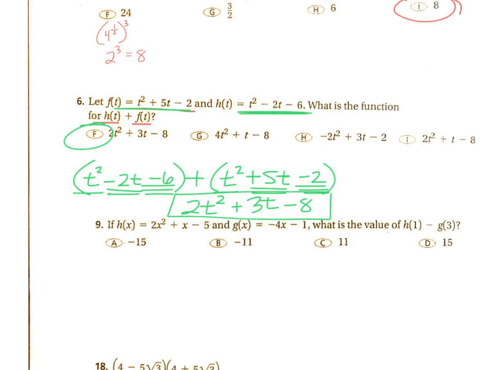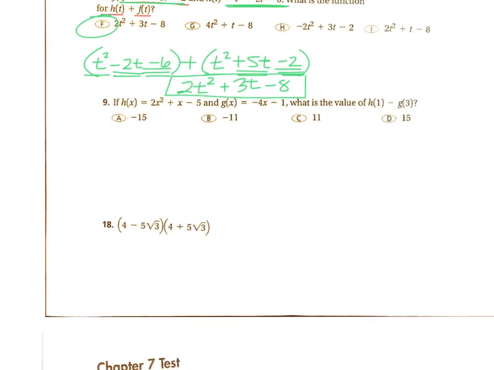Okay. Number 9, h of x they give you, g of x they give you, and they want to know h of 1 minus g of 3. So we're going to plug in 1 to our h value. So it's going to be 2 times 1 squared plus 1 minus 5. This whole thing minus, now we're going to plug in a 3 for g. So negative 4 times 3 minus 1 is going to be that side. And then just simplify each one of those.